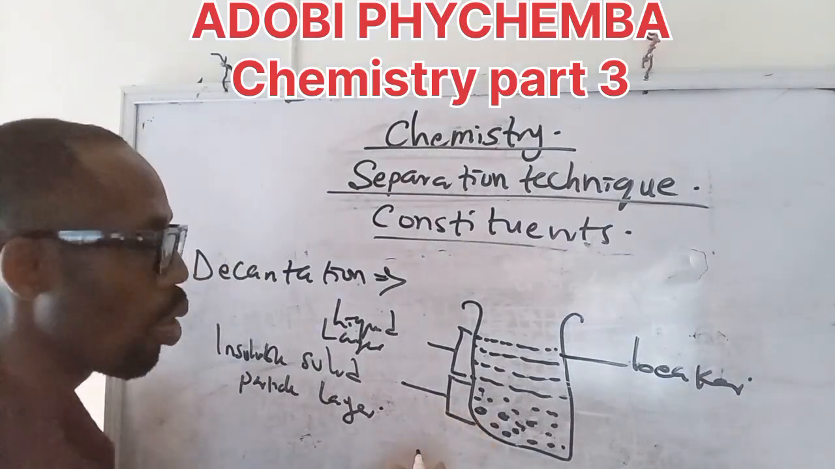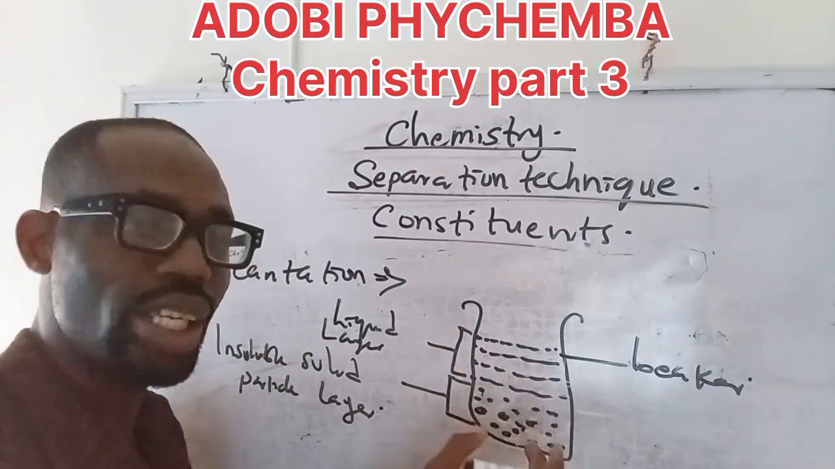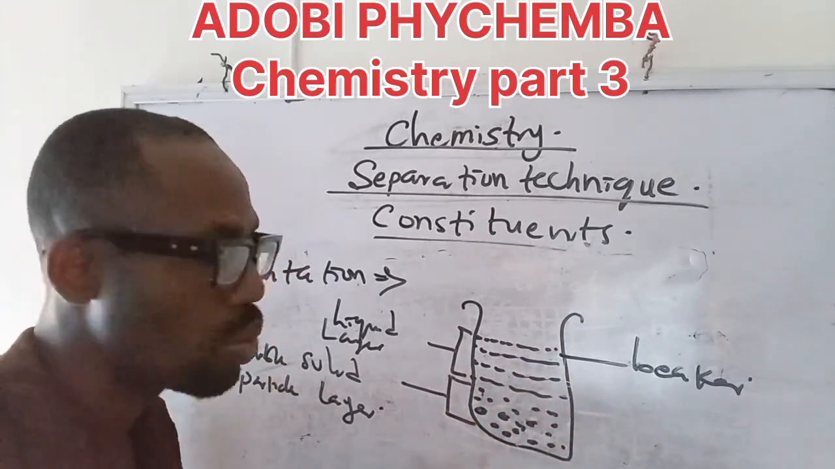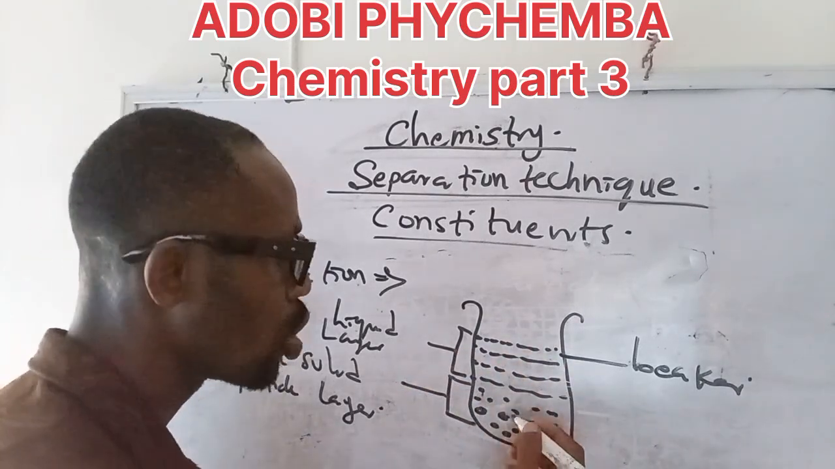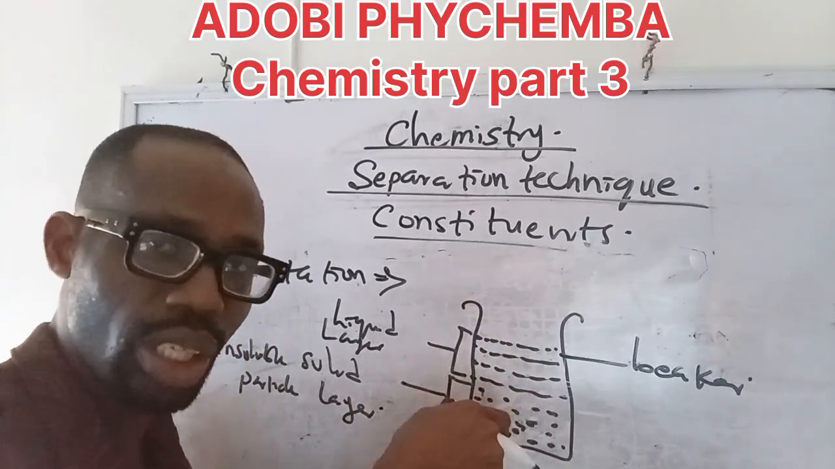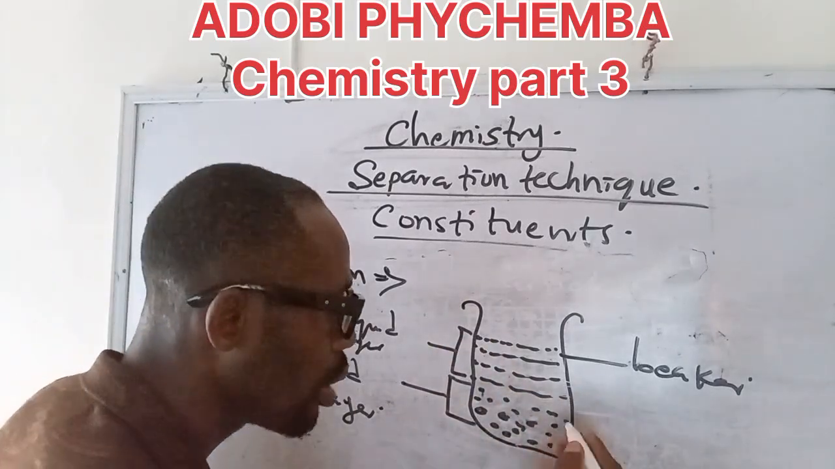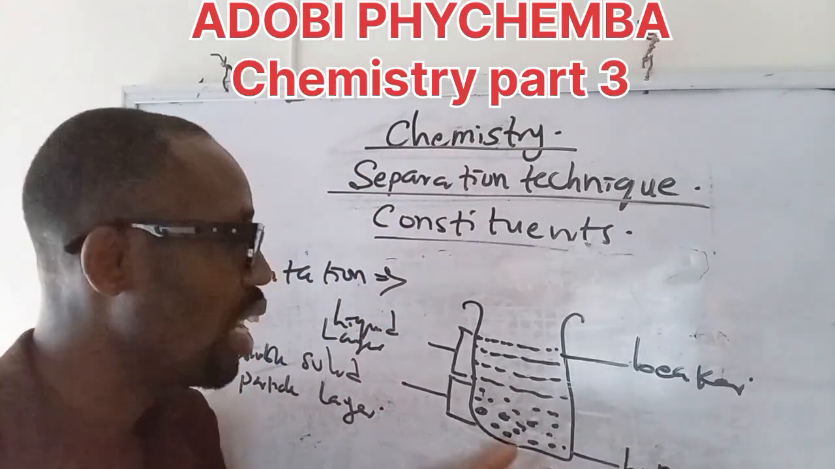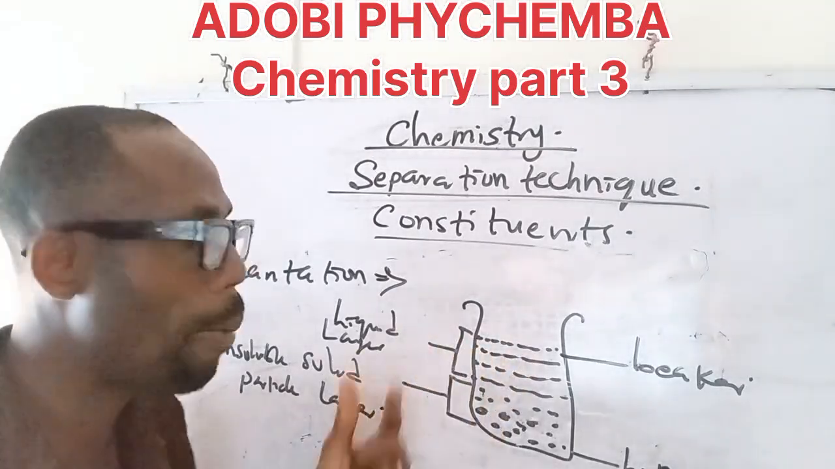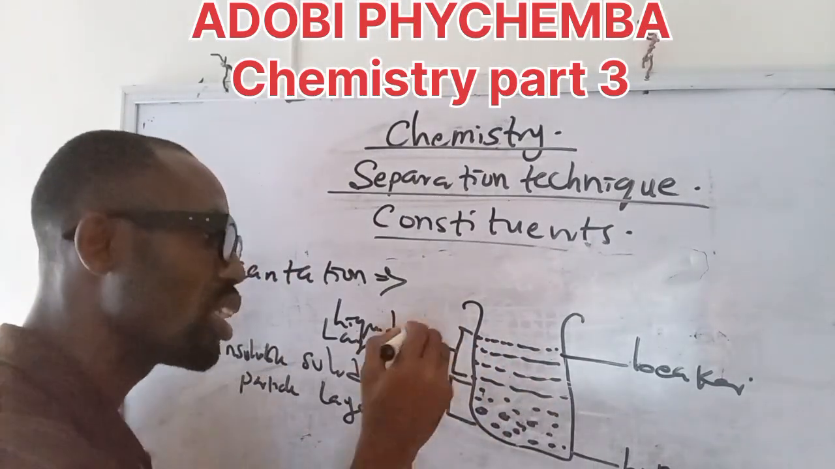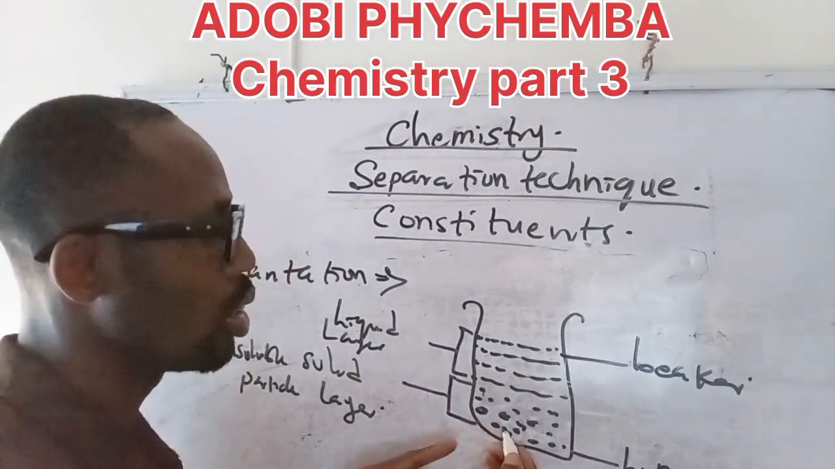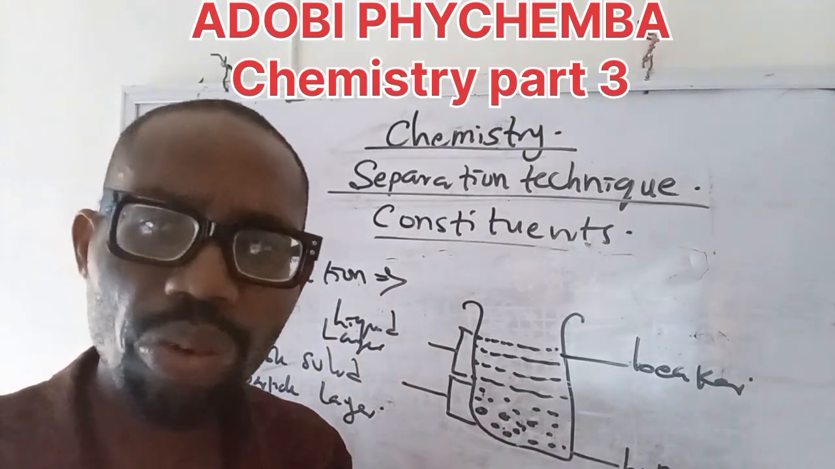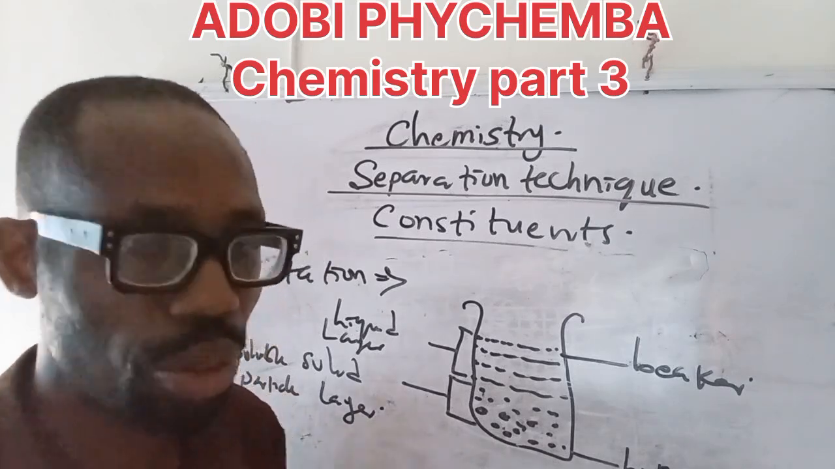When you have an insoluble solid in a mixture and you leave the container to sit for a while, you will notice that the solid particles, which are denser than the liquid, will settle at the bottom of the beaker, leaving the liquid layer at the top. This makes it easy for you to pour out the liquid layer and leave behind the solid layer. Can you see it now? So decantation is the separation of insoluble solid from their solution.